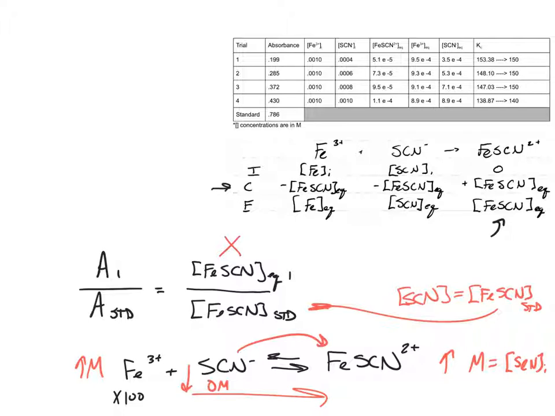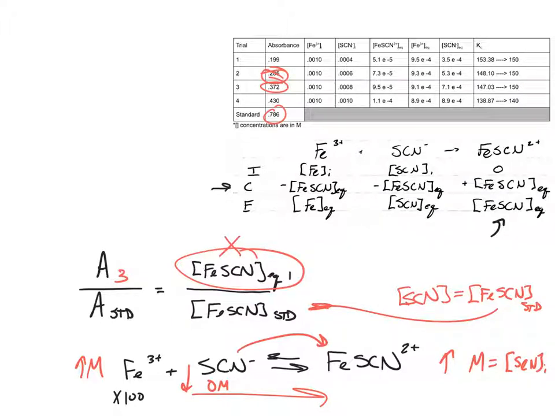That number will get reused for all of these calculations, so you'll simply do A1 over A standard is equal to X over the FeSCN standard, and then calculate this number. Then you're going to do the same thing. You'll erase this and do trial 2, using the absorbance for trial 2 versus the standard equals X over the standard concentration. Then you'll do it for number 3, and this time you'll use the third absorbance. You'll basically generate 4 different values for FeSCN at equilibrium.